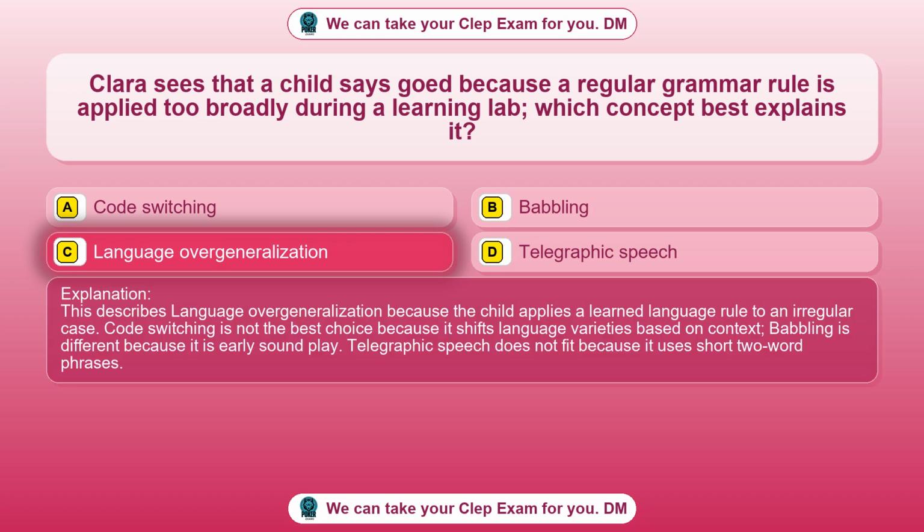This describes language overgeneralization because the child applies a learned language rule to an irregular case. Code switching is not the best choice because it shifts language varieties based on context. Babbling is different because it is early sound play. Telegraphic speech does not fit because it uses short two-word phrases.